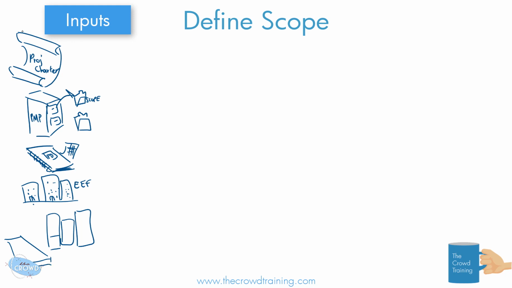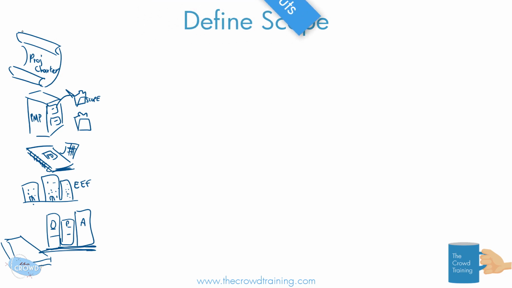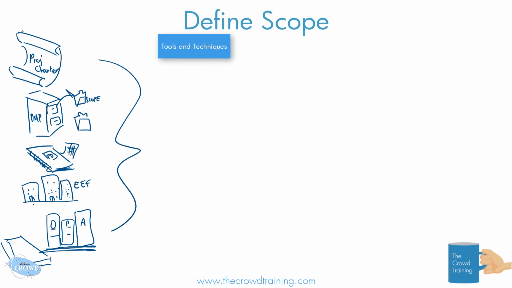Also, we have a bunch of binders, which represent our organizational process assets. They are the various templates, policies, procedures, and materials that exist within our organization that will assist us in performing the work of defining the scope. Those are your inputs. Then there are various tools that allow us to do this.